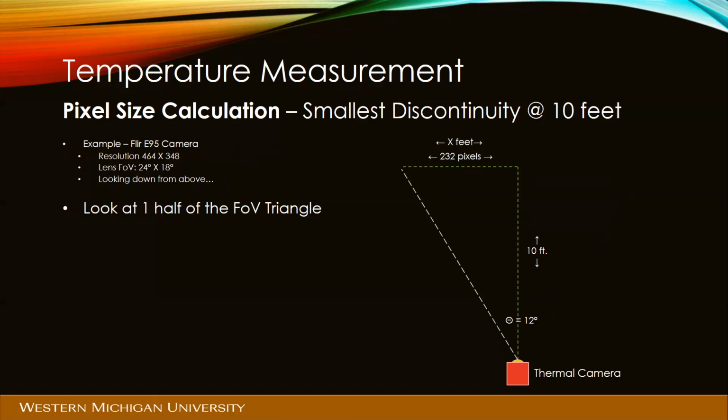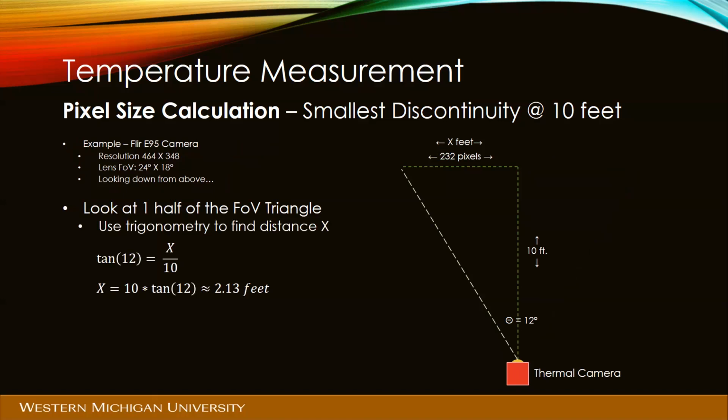Equals x over 10, so then we have to multiply both sides times 10, right? So that side is equal to 2.13 feet. Now what do we have to do? We have to figure out the length of 3 pixels. How do we figure out the length of 3 pixels? How do we figure out the length of 1 pixel?